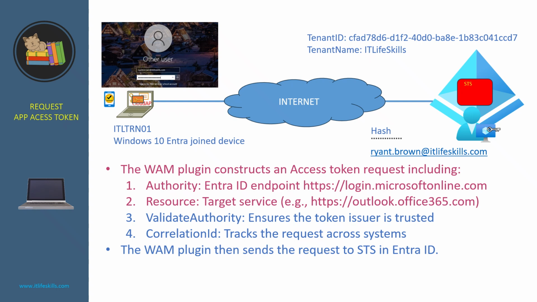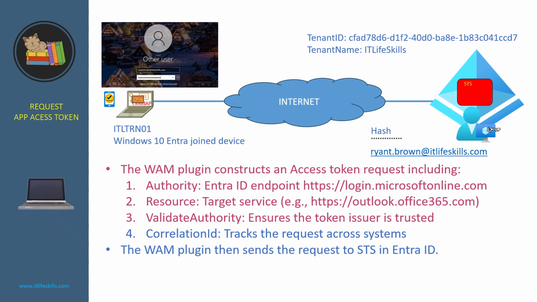The third component is validate authority. The validate authority ensures the authority URL is trusted and matches known Microsoft Entra ID endpoints to prevent token requests from being sent to a misconfigured endpoint. This is a security feature to protect against phishing or misrouting.